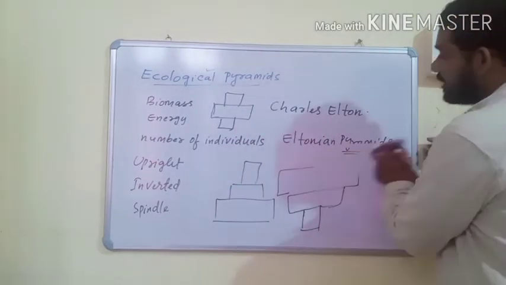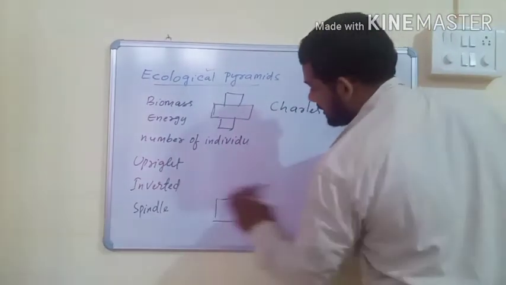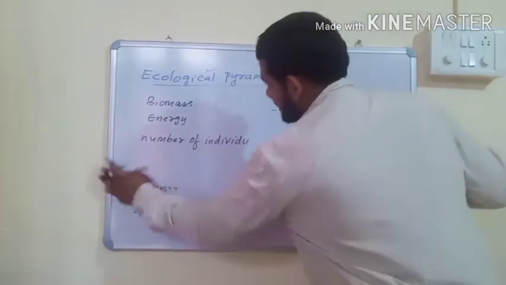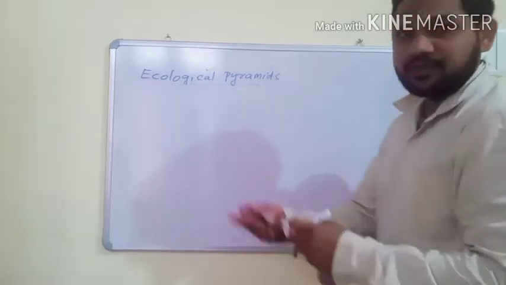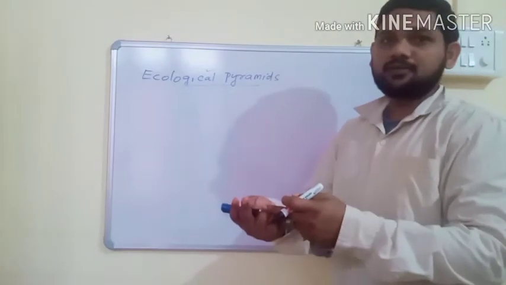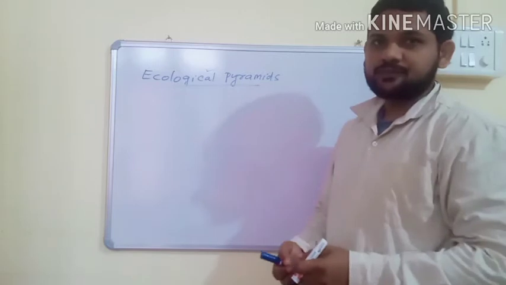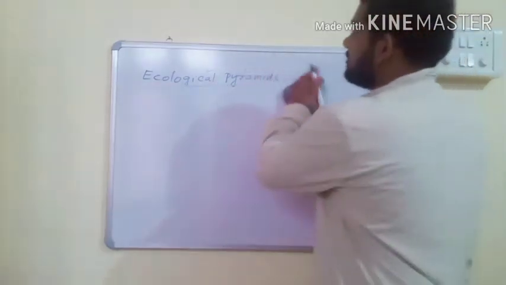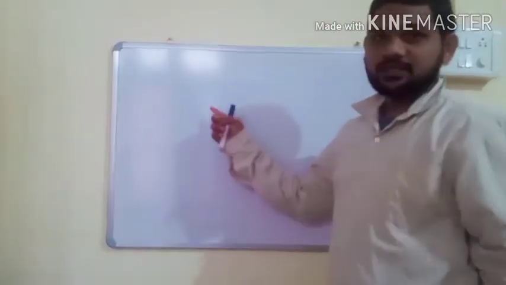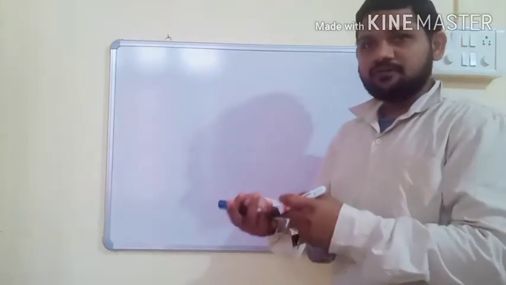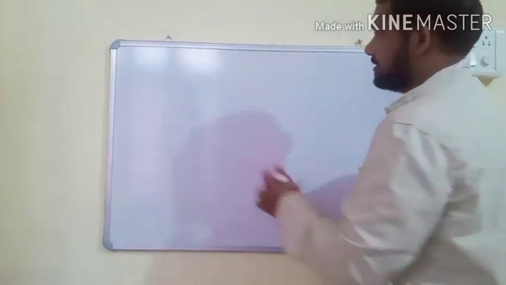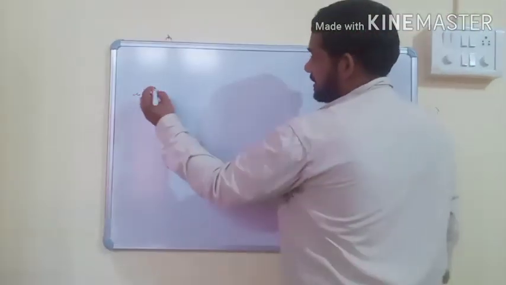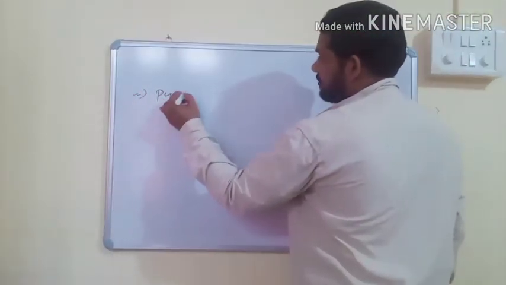And these ecological pyramids are usually prepared for three ecological parameters: number of individuals, amount of biomass, and amount of energy. So accordingly, these ecological pyramids are of three types: pyramid of number, pyramid of biomass, and pyramid of energy. The first one is pyramid of numbers.